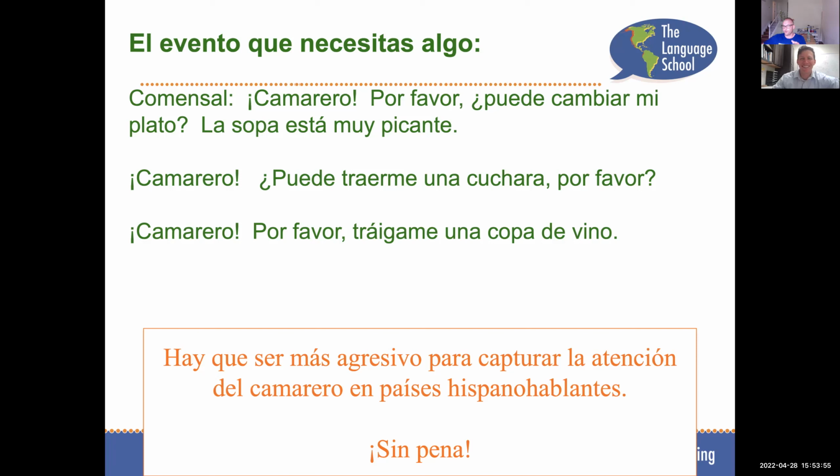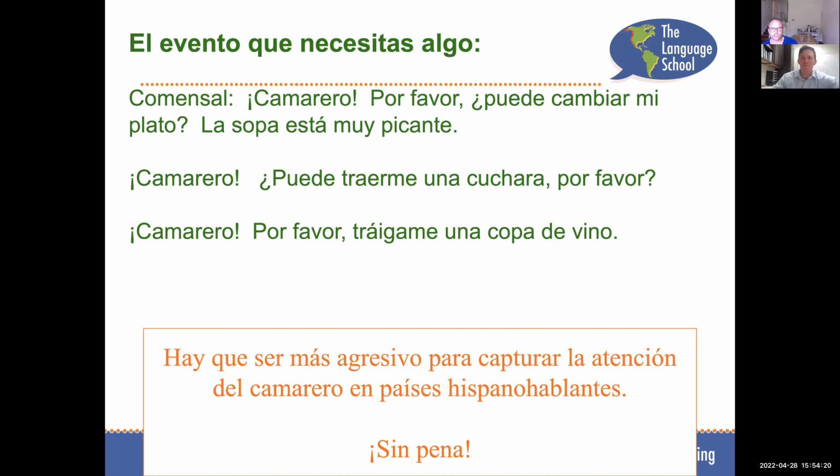And then typically you would kind of yell the rest of that. Por favor, puede cambiarme el plato. Like, that's culturally acceptable. And it's just the way it's done, right? It's a cultural thing. Honestly, I grew to the point where I really enjoyed that, right? It was hard at first because I never got service.